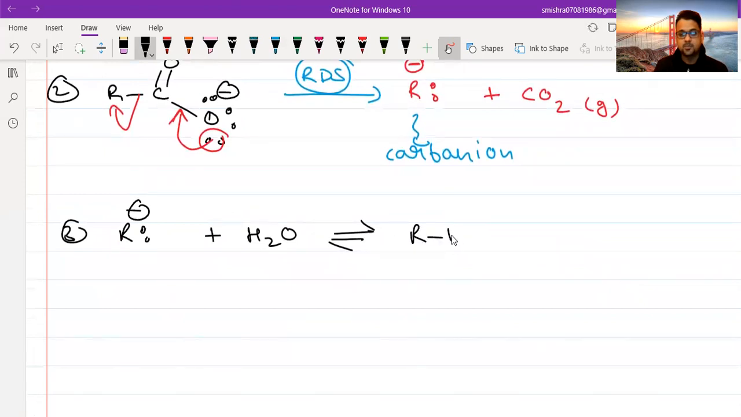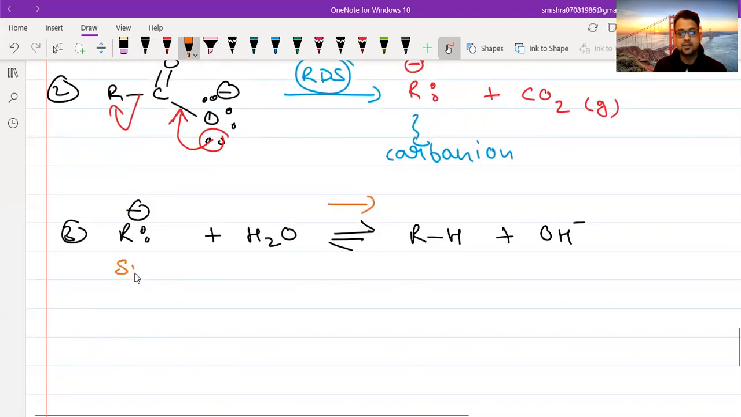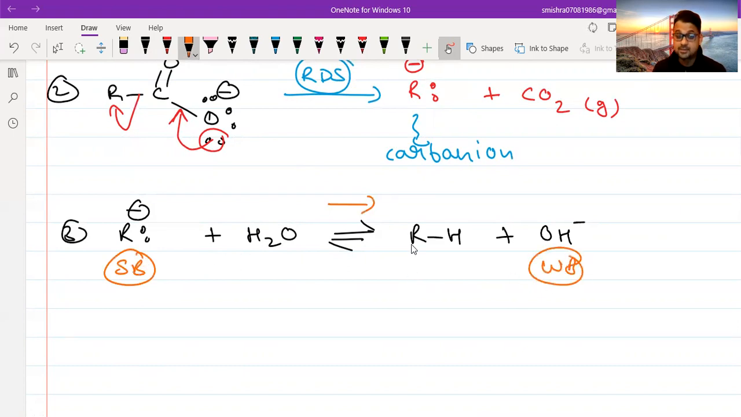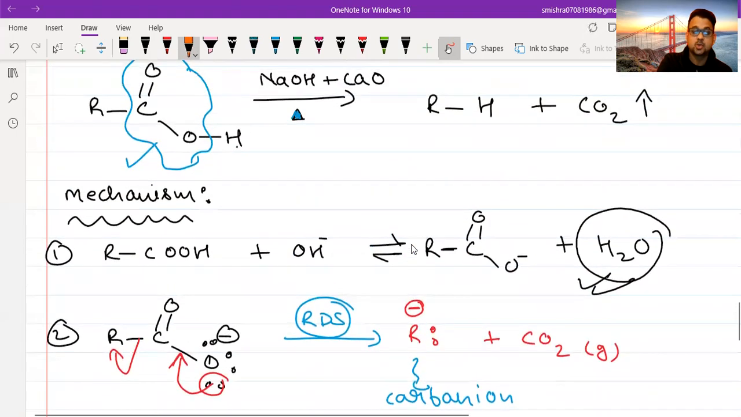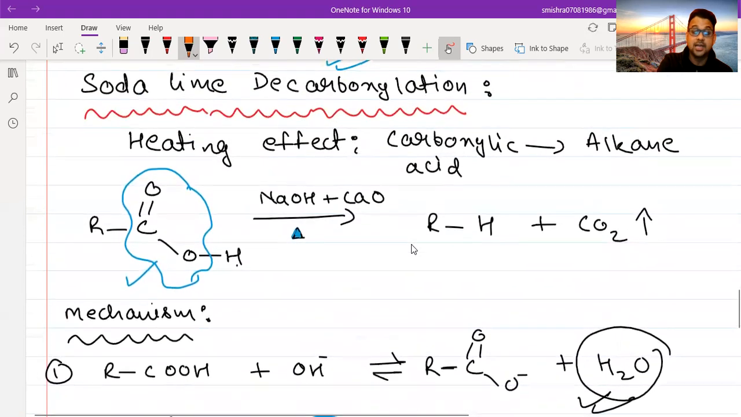It takes up an H plus and your OH minus is regenerated. ठीक है? So this is how the reaction is happening. Why is this equilibrium going in the forward direction? Because R minus is a stronger base than OH minus. So equilibrium always shifts from the direction of strong base to weak base. Okay? So this particular reaction is known as soda lime decarboxylation.